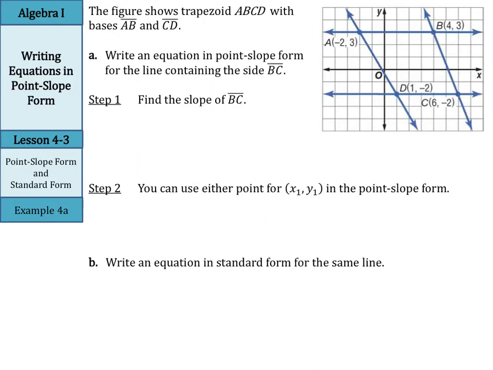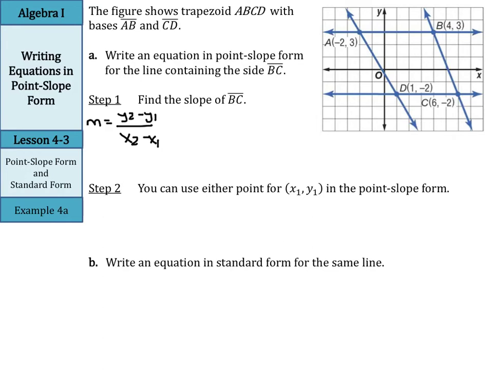Now, time for point slope and standard form all in one happy equation. The figure shows trapezoid ABCD with bases AB and CD. Write an equation in point slope form for the line containing the side BC. We need to find the slope of BC first. And remember, slope is y2 minus y1 over x2 minus x1.